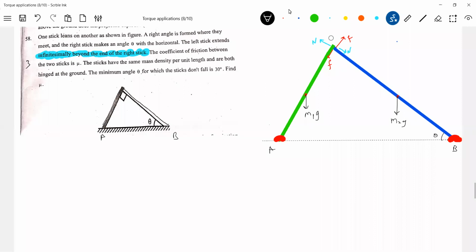The minimum angle theta for which the sticks don't fall is 30 degrees. Theta is given. The coefficient of friction between the two sticks is mu. The sticks have the same linear mass density. From this, what should we bring? We should find mu. What is the unknown thing? Mu is the unknown, the friction between the sticks here.